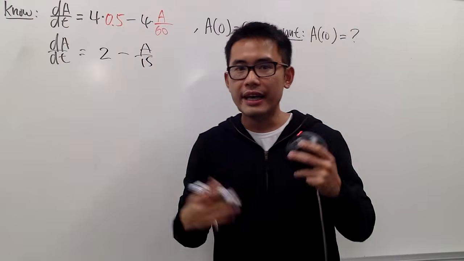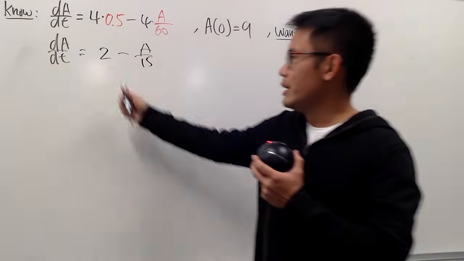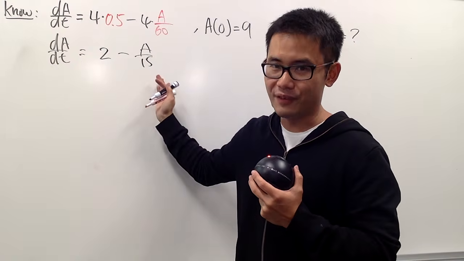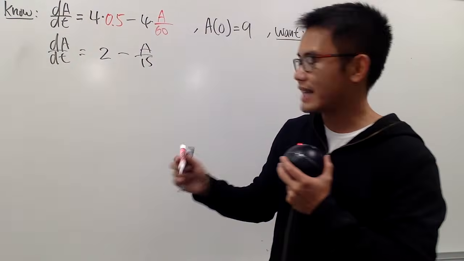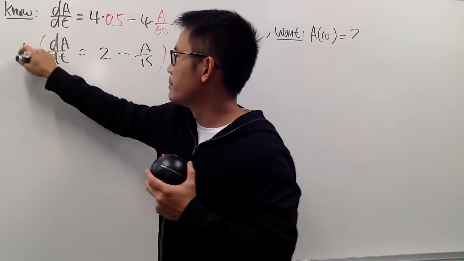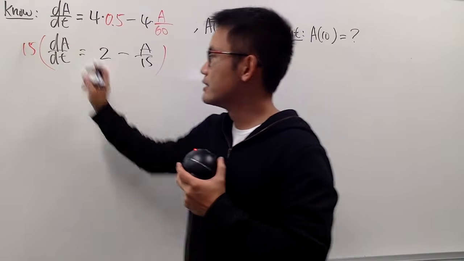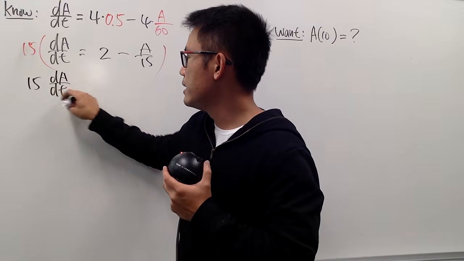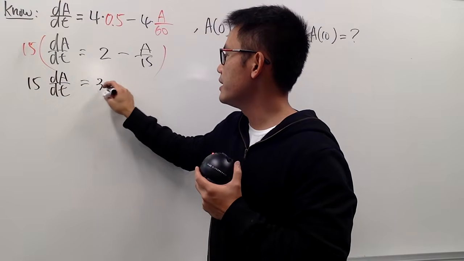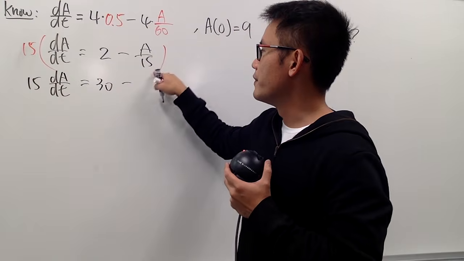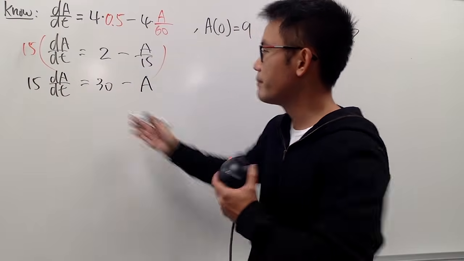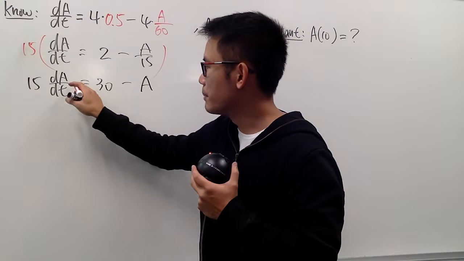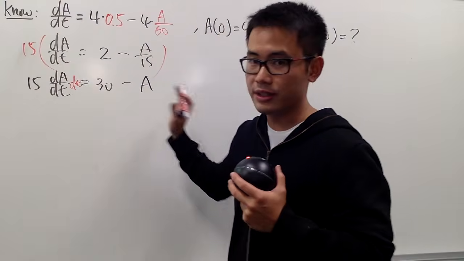And now a few things that you can do. If you don't like to work with fractions, we can multiply everything by 15 first. And I will recommend you guys to do that. So let's do that, of course. Multiply everything by 15, okay? So we have 15 dA/dt equal 15 times this, which is 30, and then minus A over 15 times that, which is of course just A. Much prettier.